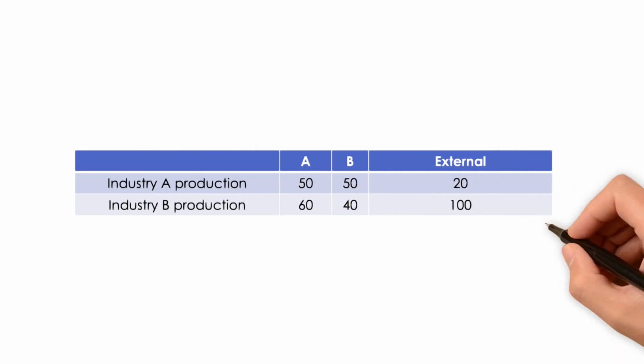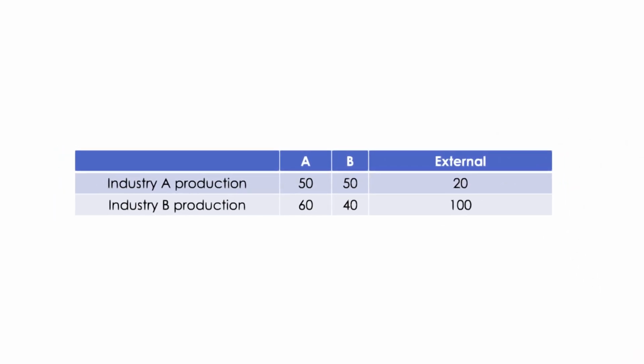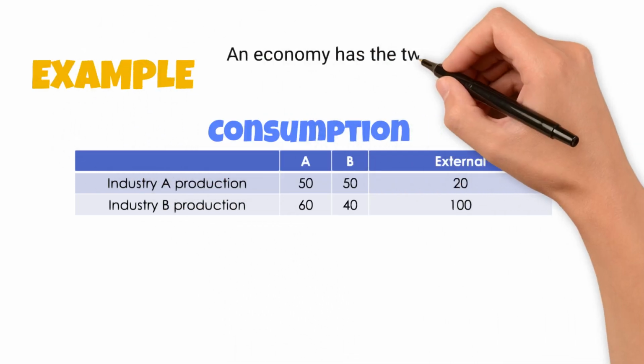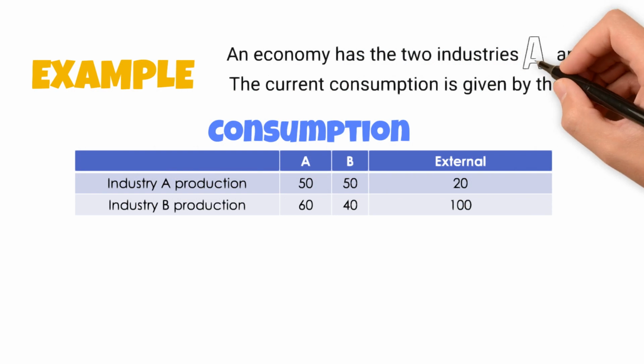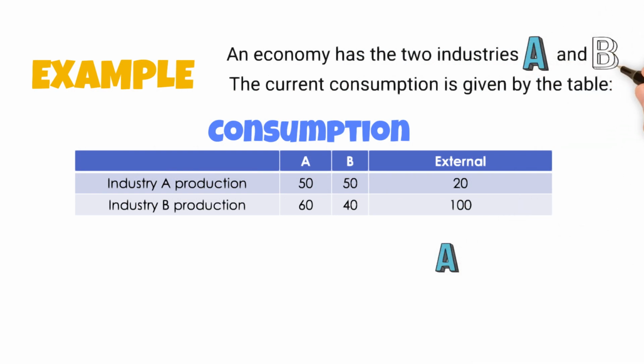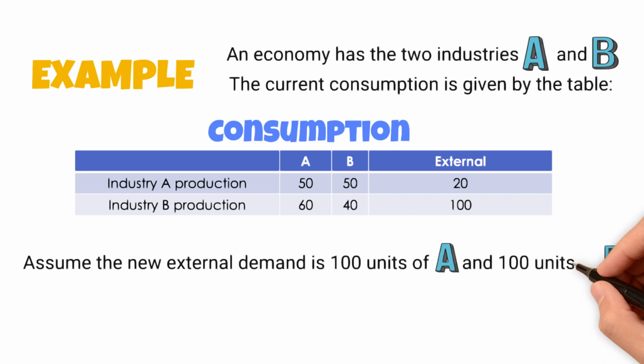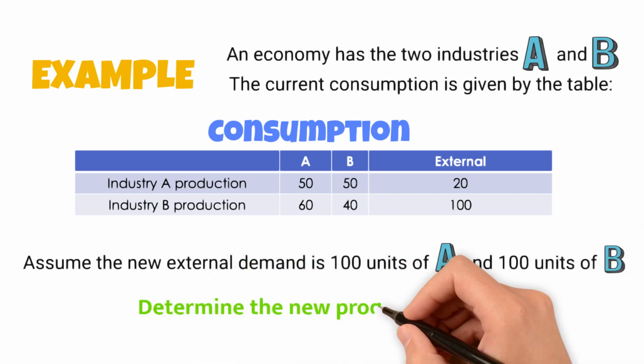Now we are going to give the last example. An economy has two industries, A and B. The current consumption is given by the following table. Assume the new external demand is 100 units of A and 100 units of B. Determine the new production levels.